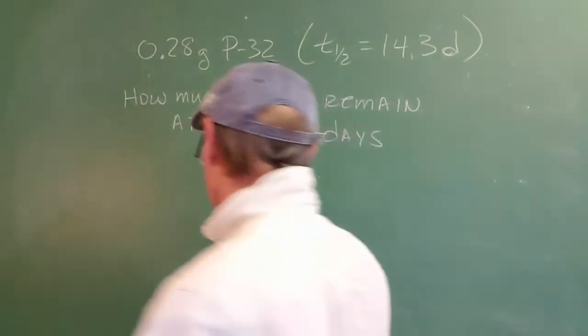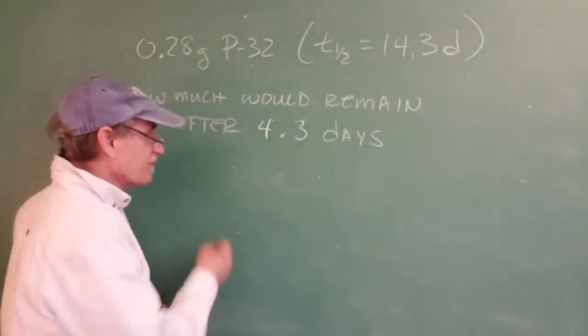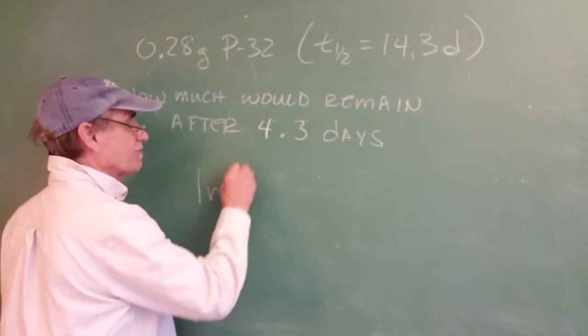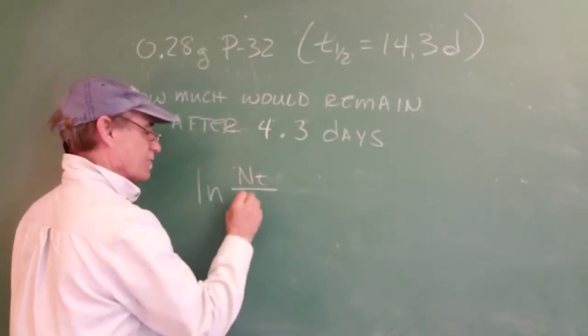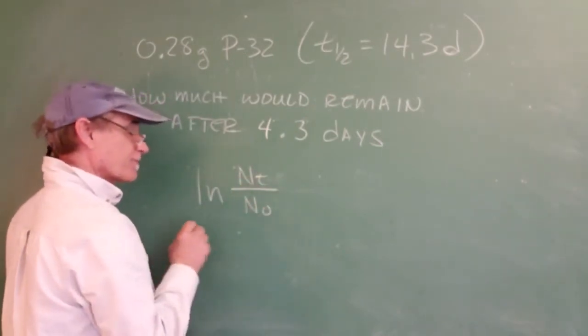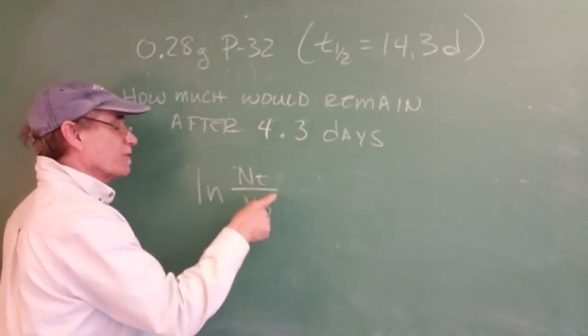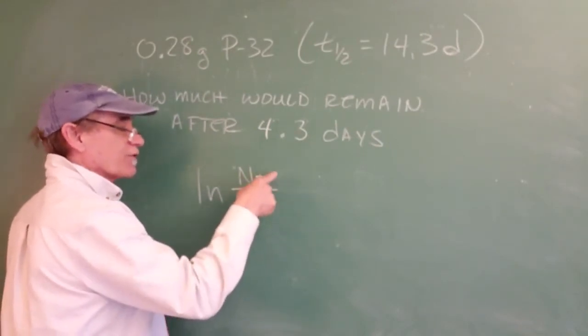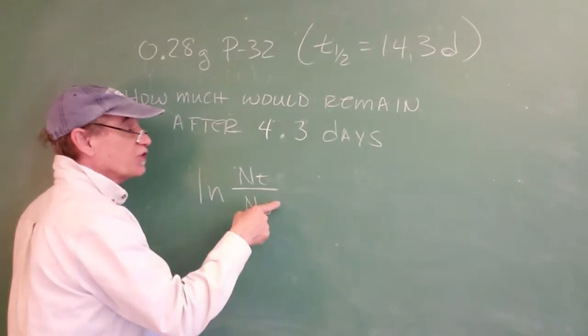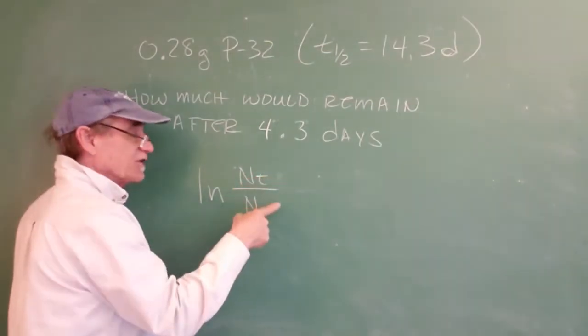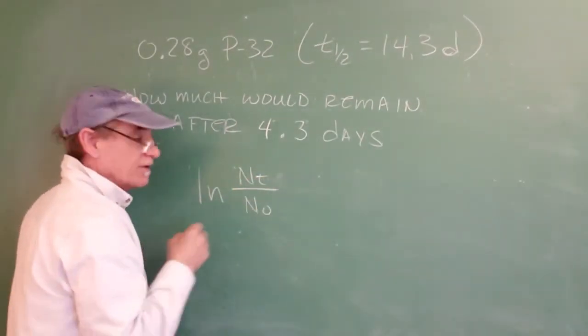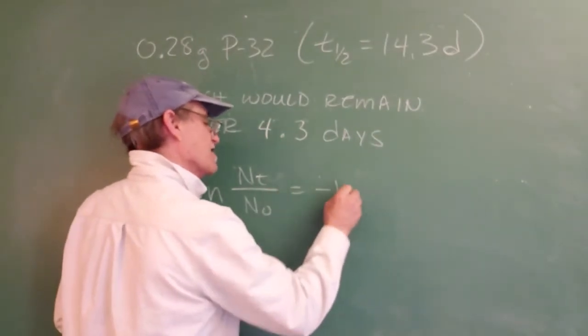Well, when we try to figure out how much stuff is left, we'd have to use the ln of N at time t over N at time naught. And actually, we don't have to put the number of nuclei in here. We could put the number of grams in because it's just a ratio of how much is left at time t to how much I started with. But that's going to be equal to minus kt.